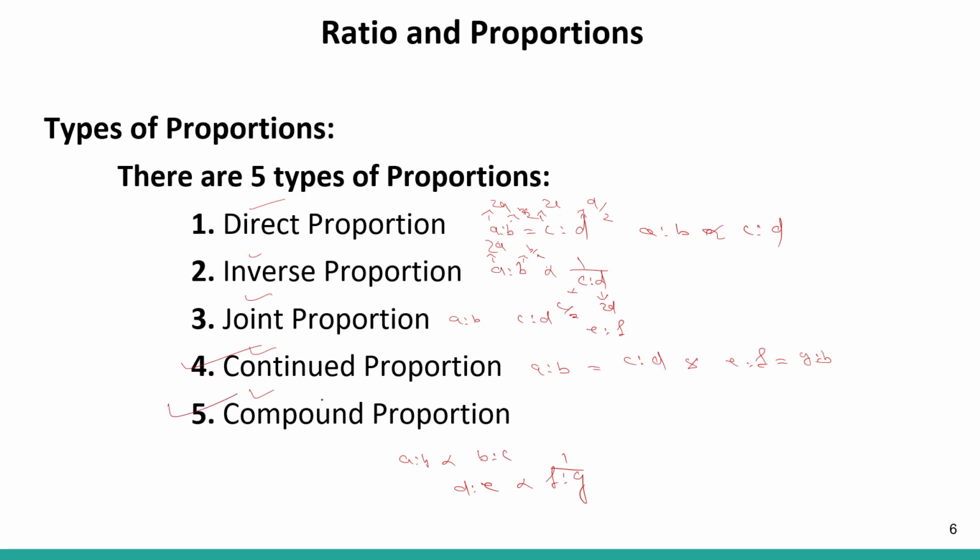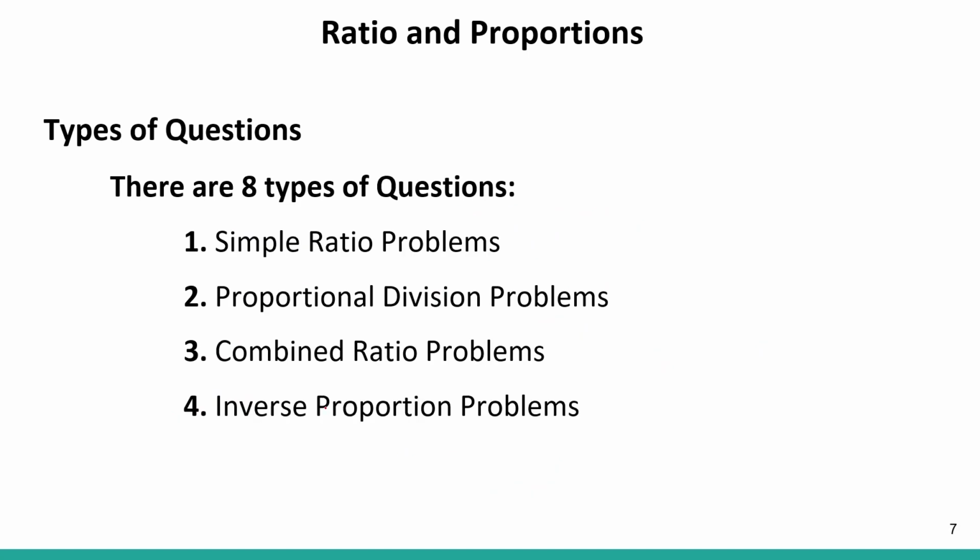Okay, so we already have seen all these. So let's see the type of questions. There are basically 8 types of questions. One is simple ratio problems, second is proportional division problems, third is combined ratio problems, and fourth is inverse proportion problems. In the previous lecture, we covered simple ratio problems, proportional division problems, combined ratio problems, and we also covered inverse proportion problems. These were very easy topics to master, and we have already covered an example on each type.